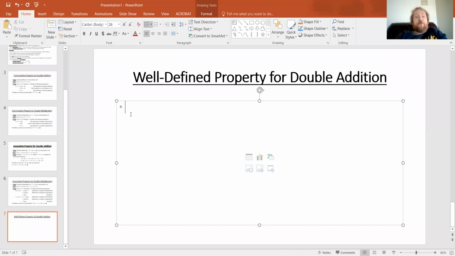Hello, abstract algebra students. We will now look at the well-defined property for double addition. And double addition is well-defined on the set of real numbers, which we will prove.